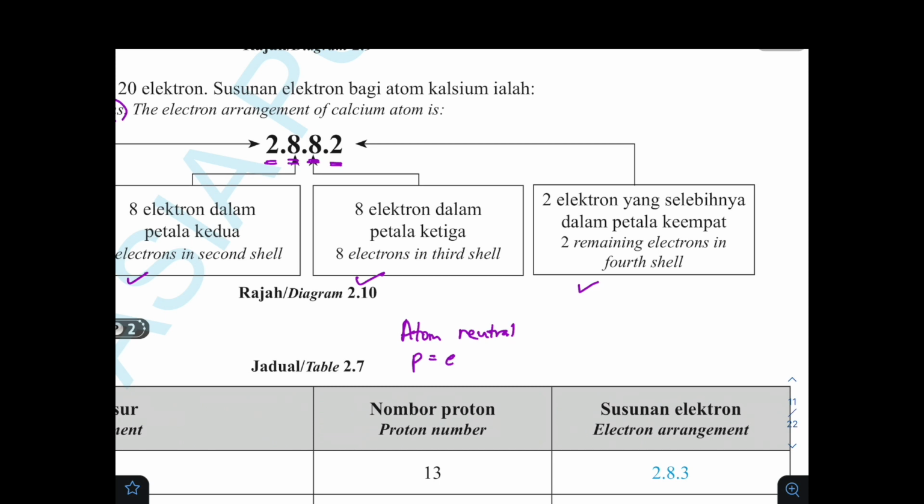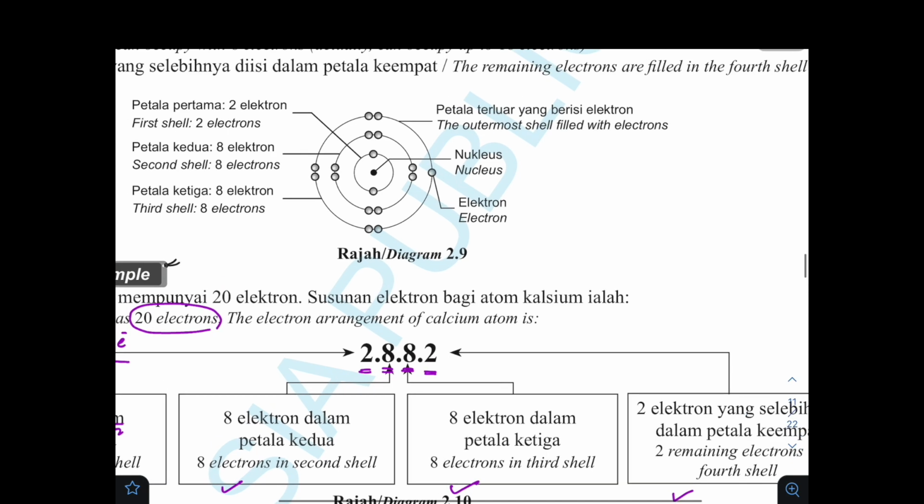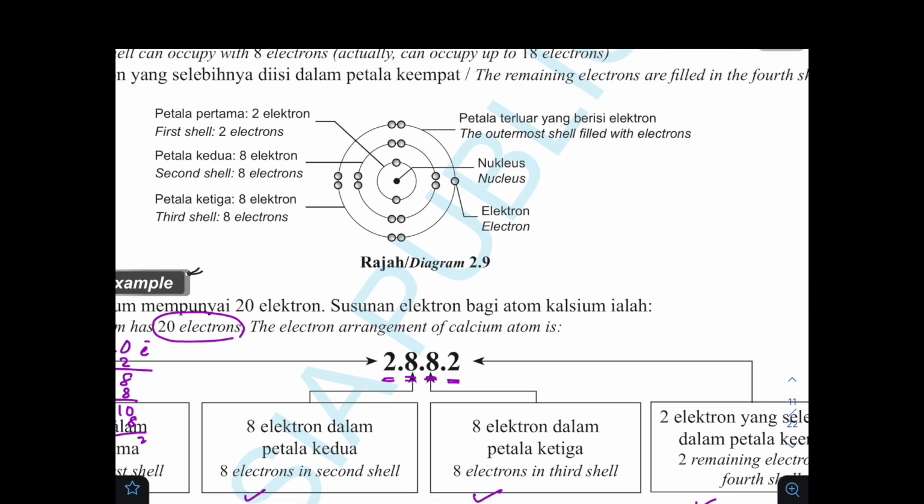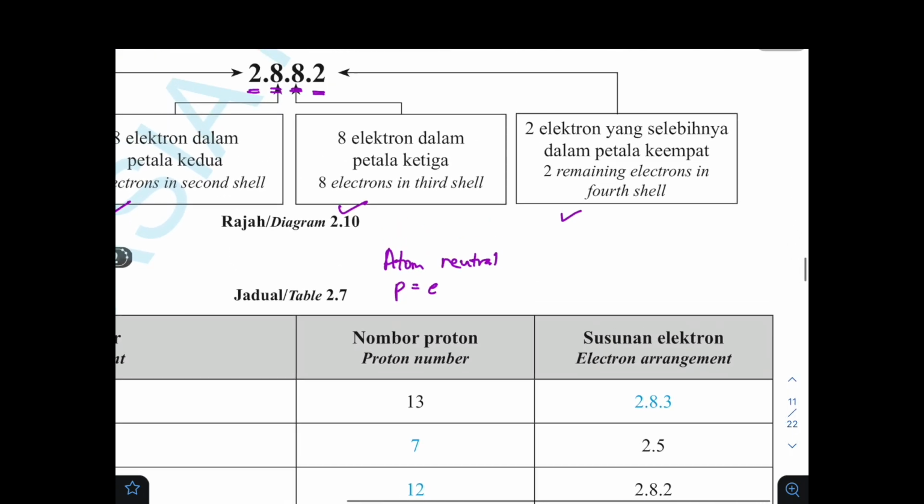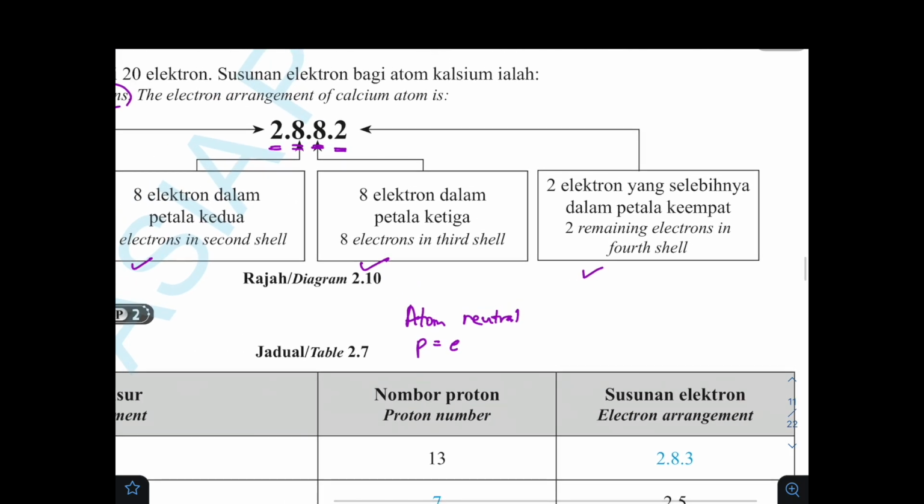Ingat balik rules dia ya. So the first shell can fill up to 2 electrons only. Boleh isi 2 elektron saja first shell ni. Kamu tengok balik sini ya. First shell boleh isi 2 elektron. Second shell boleh isi maximum 8 elektron. Third shell boleh isi maximum 8 elektron ya. Kalau ada lebih-lebih itu kita akan masuk dalam fourth shell. Right? So you see the electron arrangement is 2.8.3.